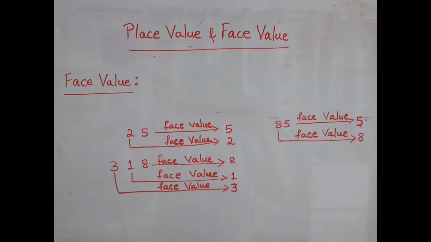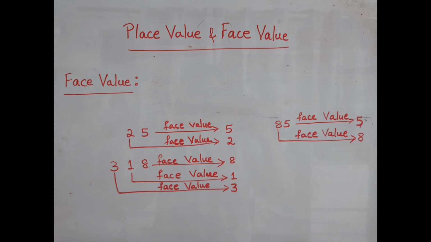Today's topic is place value and face value. So we learned how to find place value. Now let us learn about face value. Face value is nothing but the name of the number. You can say the number itself. Here I have taken an example of 25. Here 5's face value is 5 itself, the number itself. Here 2's face value is 2 itself. So it's very easy to find the face value of a number.